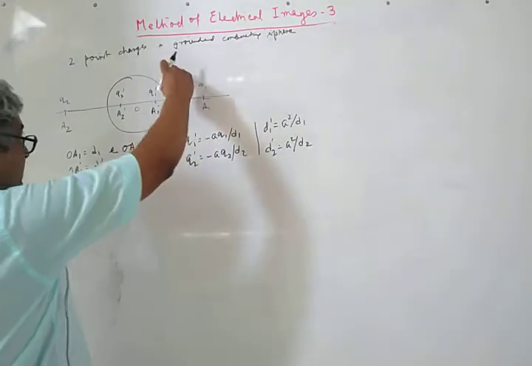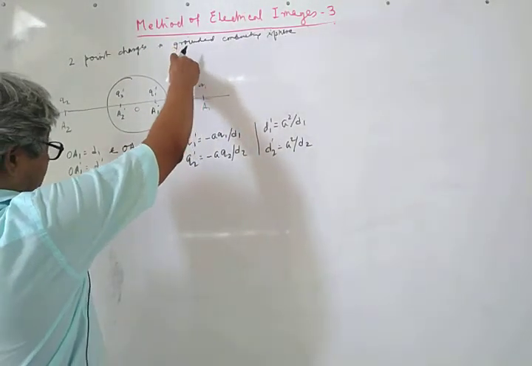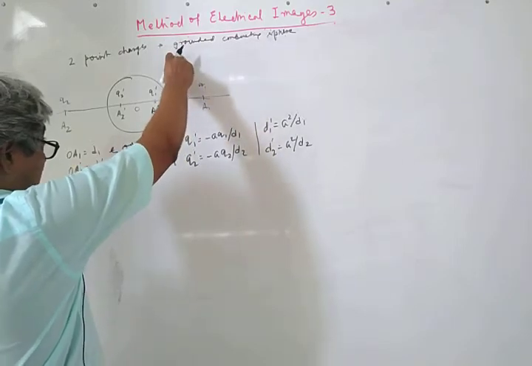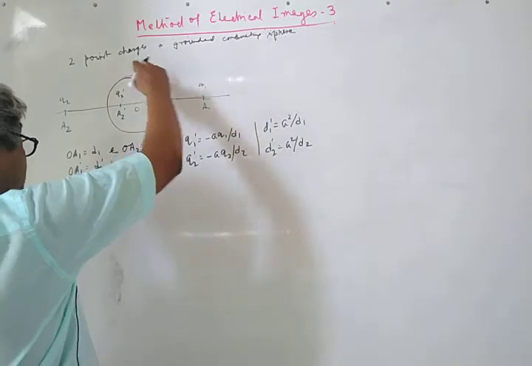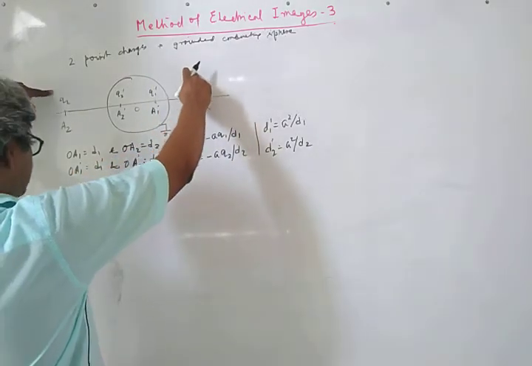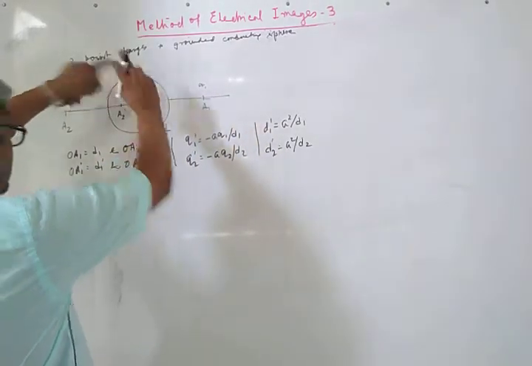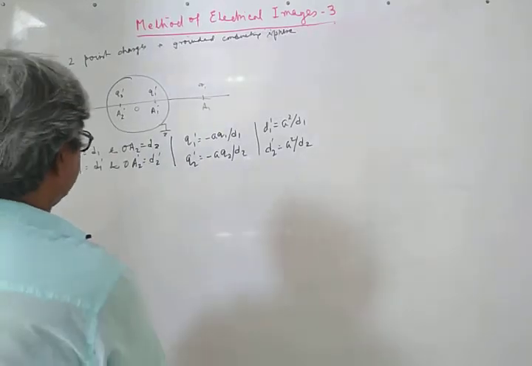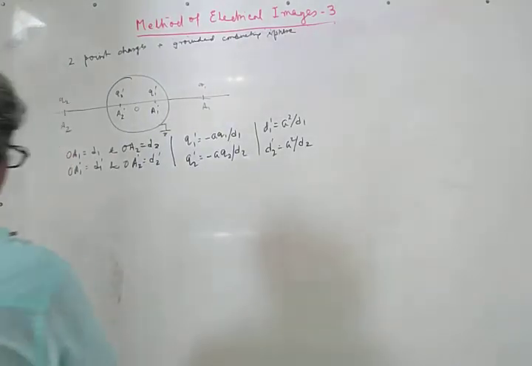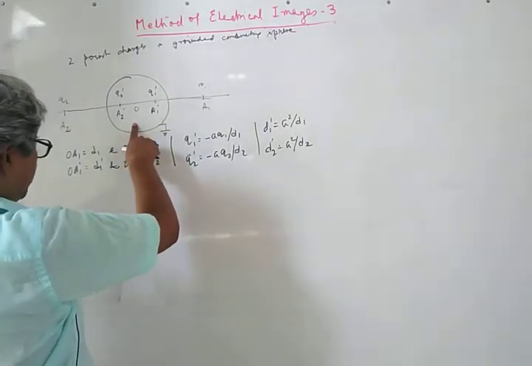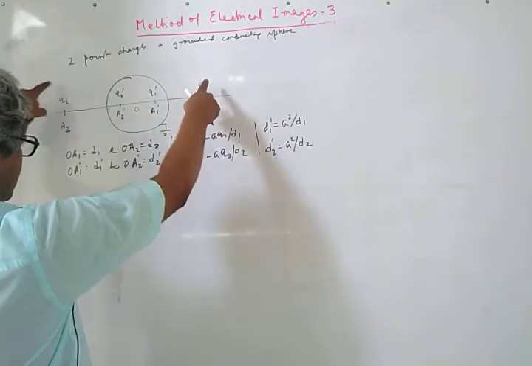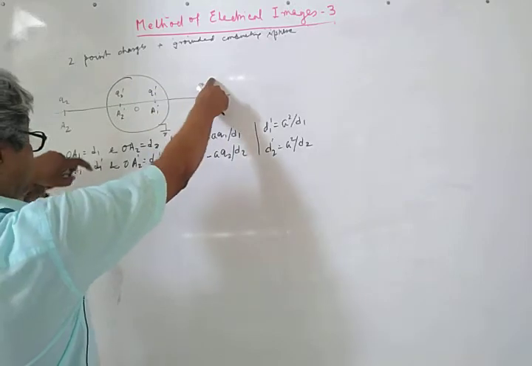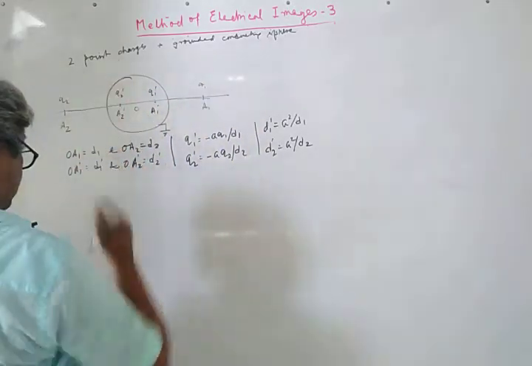If we want to consider a potential at this point, then the potential at this point will be a sum of the potentials arising from these two inducing charges and two image charges. So it will be the combination of 4. If we want to find out the potential at an internal point, then the image charges will be placed outside, and we know that this will coincide with this and this will coincide with this.